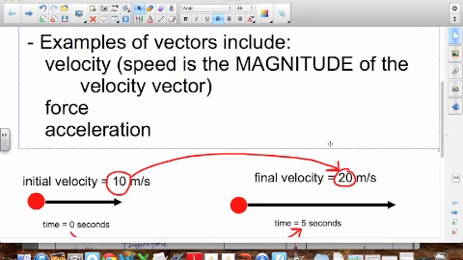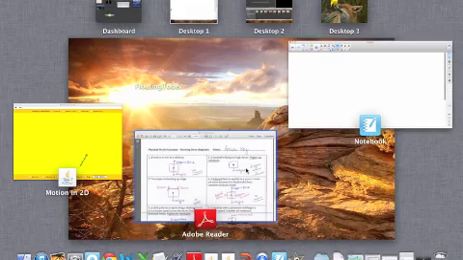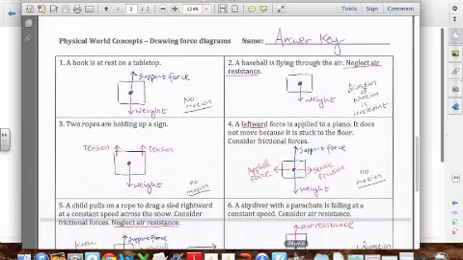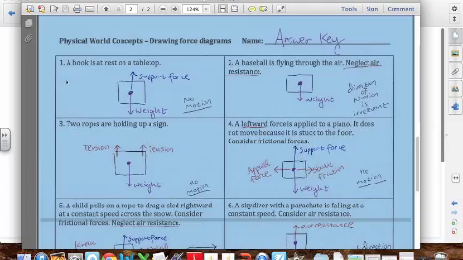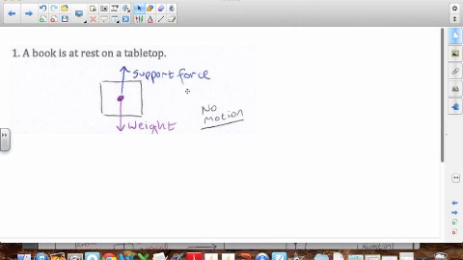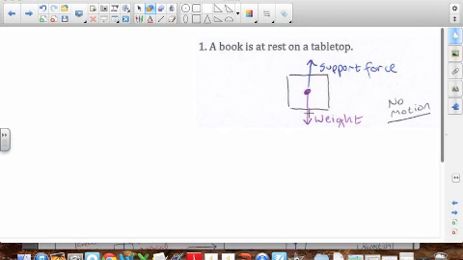I'm going to bring up an answer key that should look familiar to you, if I can find it. There it is. Here is the answer key to the drawing force diagrams worksheet that we worked on a little bit ago. I'm just going to take a screenshot of this situation here. So we have a book at rest on a tabletop, and the force diagram looks like that. I'm just going to replicate that force diagram real quick.